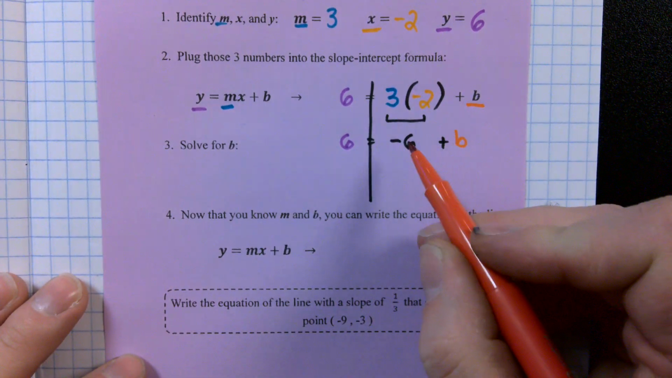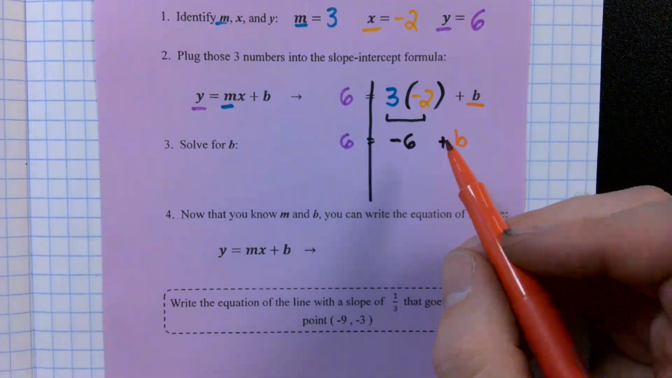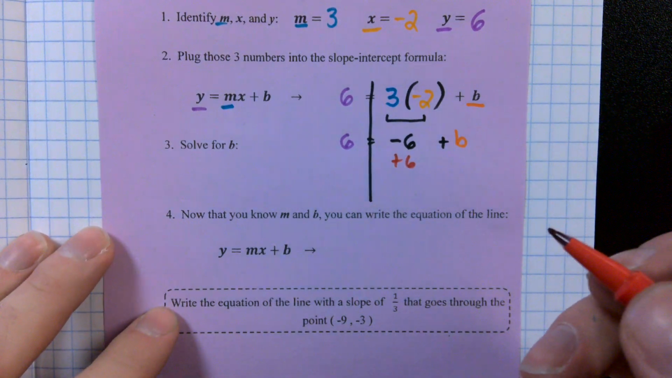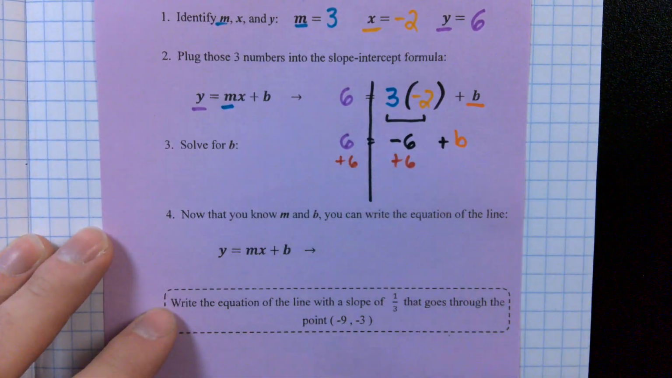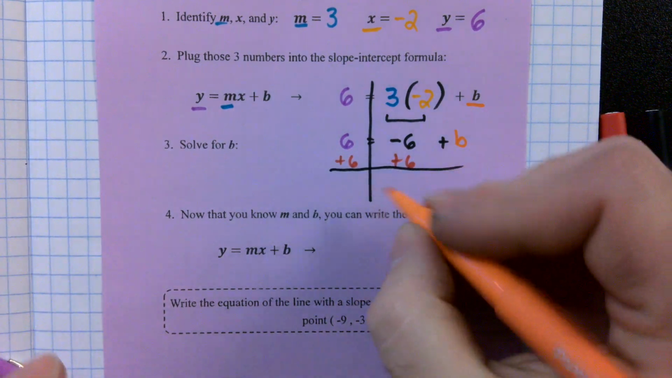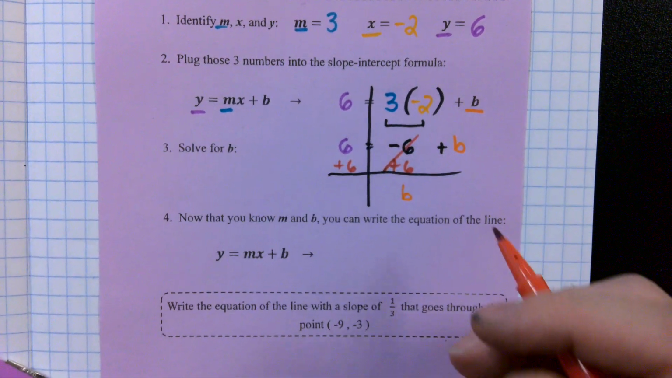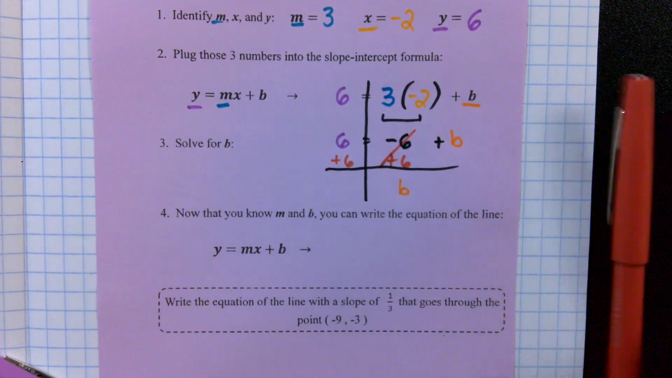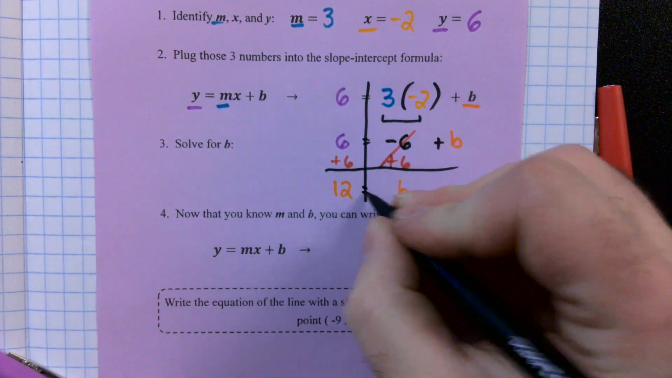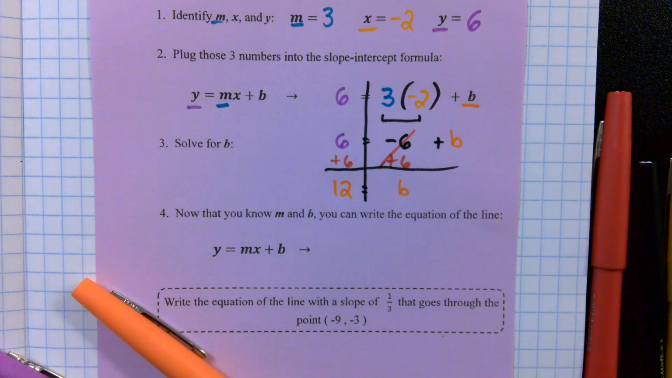If I want to get this b all by itself, I got to get rid of this -6. The opposite of -6 being what? +6. Do I just want to add 6 on the right? No. I want to add it on the left. Both sides. Keep it balanced. So my 6 is here. I can just cross those out. They go away. What is 6 plus 6 though? 12. So now I know that b is equal to what? 12.